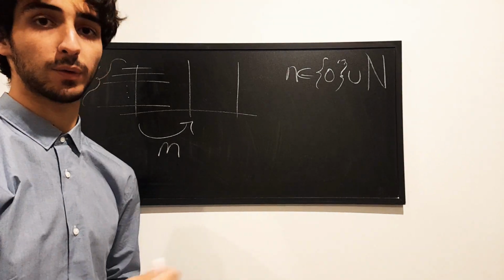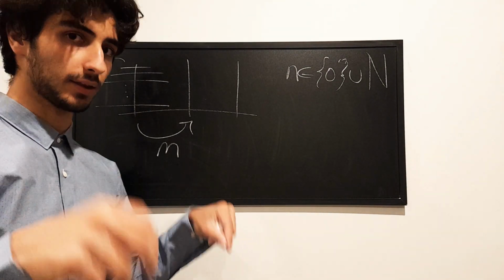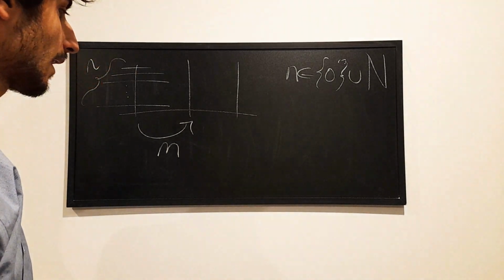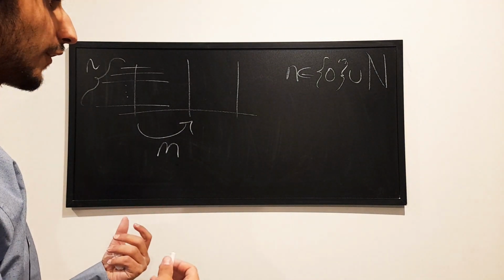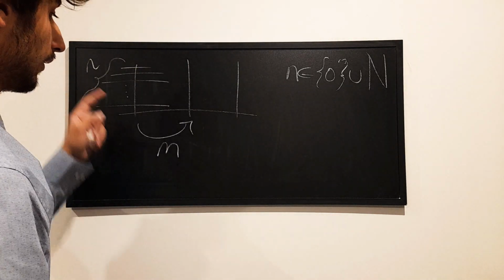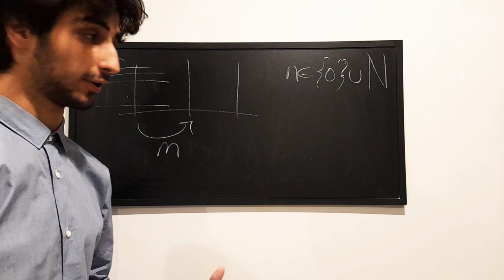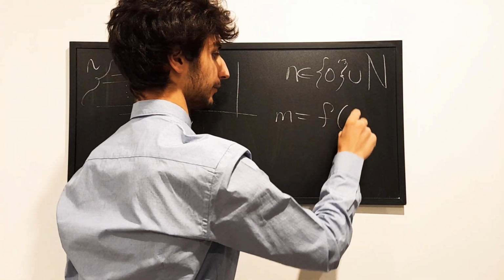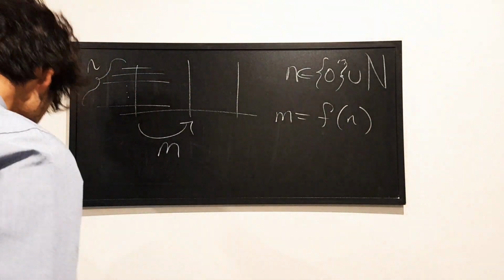That is in accordance with the rules of the puzzle. Again, link is in the description for those who don't really know what's going on. In other words, we are looking to find a function of n which m can be put equal to. That is, m is equal to f of n, where f is our function.